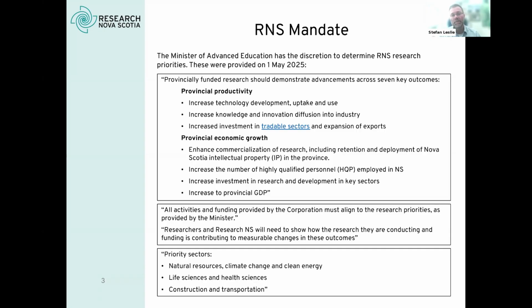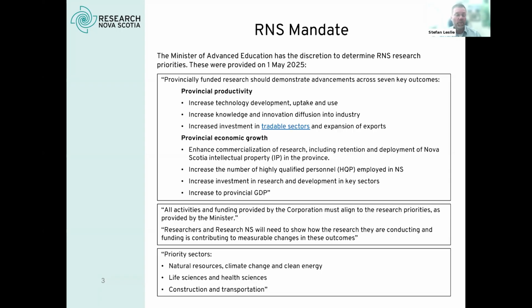The top box is an excerpt from the minister's priorities, in which we are provided with the 7 outcomes grouped into 2 areas that we are to achieve through our funding opportunities. So provincial productivity and economic growth. The second box is 2 excerpts that provide a little more detail about this, to emphasize that any funding and activities that we undertake need to align to these research priorities, and that we need to be able to show in due course how we are contributing to measurable changes in these outcomes.